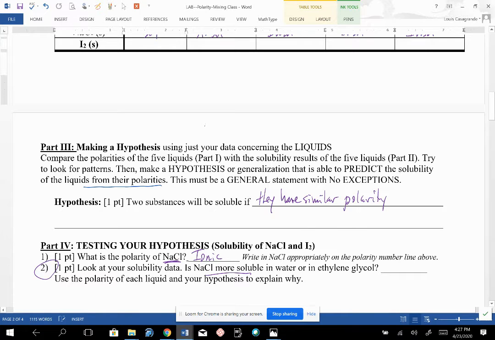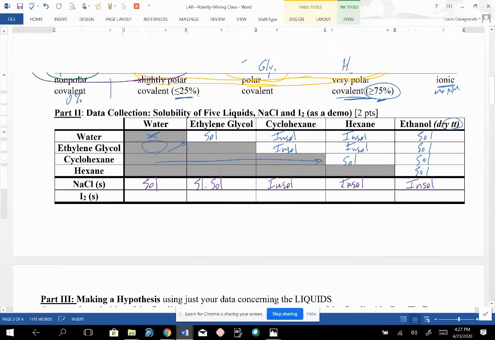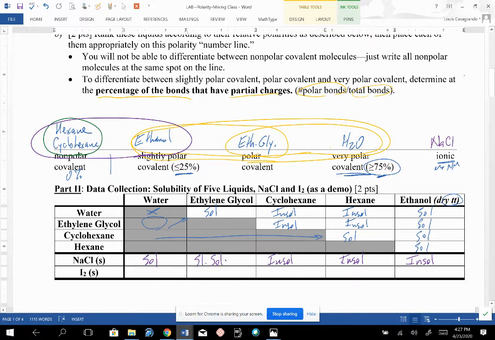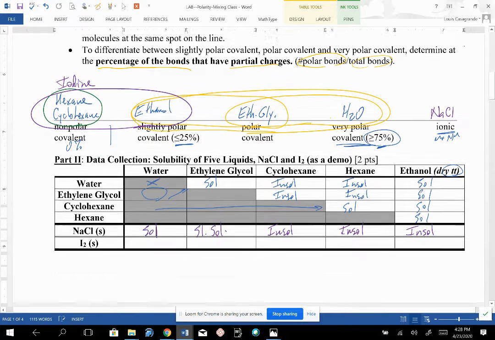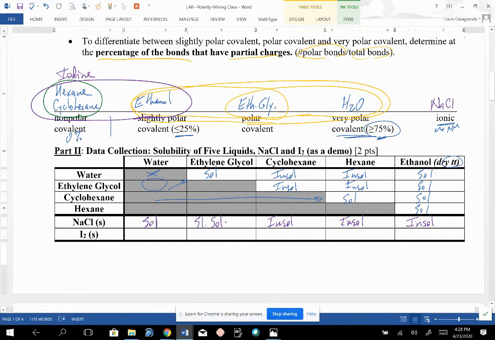By the way, don't forget to put iodine onto your number line, just in case you have forgotten. And so in the water, we saw that it was very slightly soluble, so almost no solubility. Ethylene glycol, there was a slight solubility. Hexane and cyclohexane, those were both soluble. And in the ethanol, let's also say soluble. Now, just an aside, iodine is like oxygen in that they're both nonpolar.